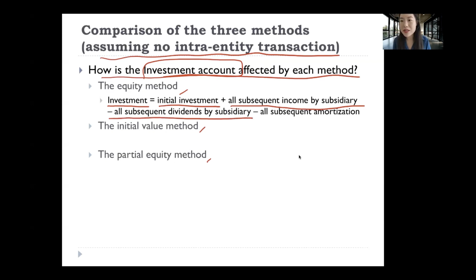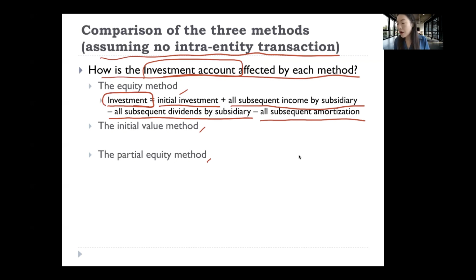Because whenever the subsidiary reports a dividend, the parent's journal entry is to decrease the investment account and to increase dividend receivable. And it will also be decreased by all of the subsequent amortization of excess payment, because the journal entry under this situation is to debit equity in subsidiary earnings, credit the investment account. So this is how the investment account will be affected by all of those events.